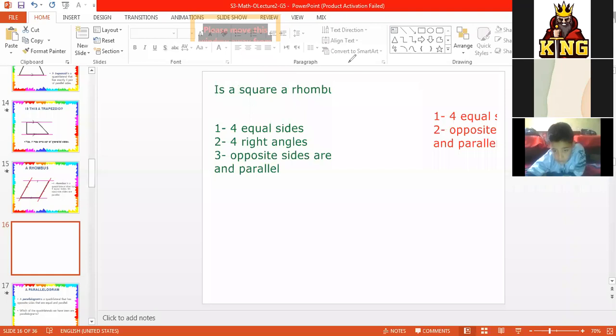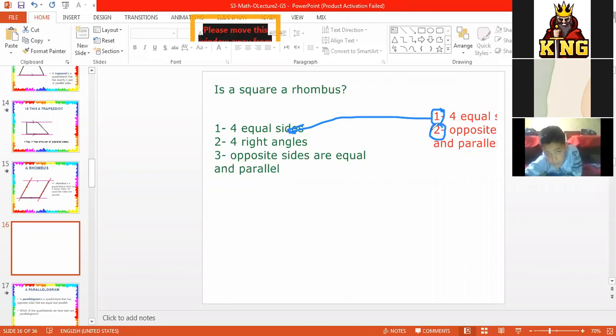Is this property, four equal sides, found in the square? Yes. Opposite sides are equal and parallel. Are they found in the square? Yes. So all the properties of the rhombus are found in the square. So is a square a rhombus? Yes. Very good.